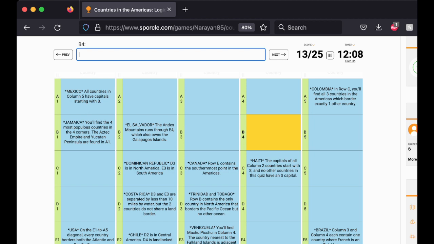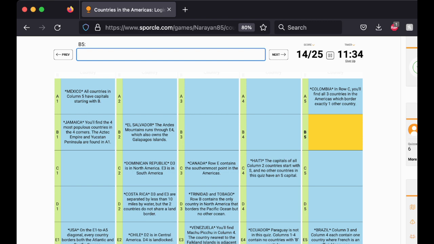Capital, and was there something about? Okay, well, the Andes Mountains run through E4, which also owns the Galapagos, hint in B2, so E4 would be Ecuador. Okay, Paraguay is not in this quiz. Columns 1 through 4 contain no countries with B capitals.